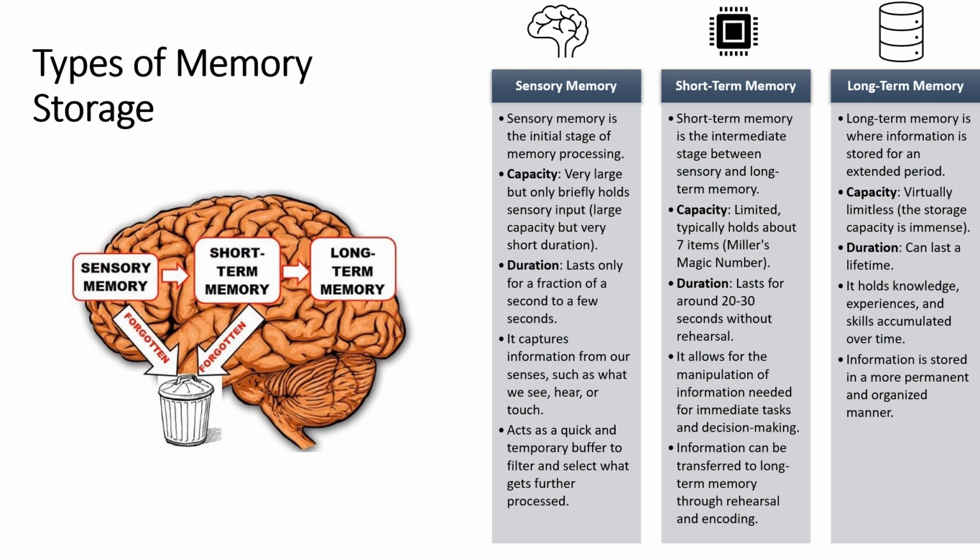Understanding these three different types of memory storage and their respective capacities and durations is crucial for managing and optimizing memory-related tasks and activities. We can see over here a picture of sensory memory, short-term memory, and long-term memory, and of course the stuff we forget.